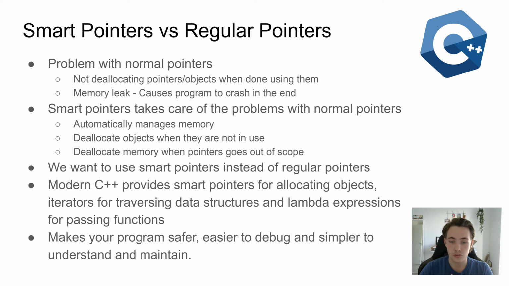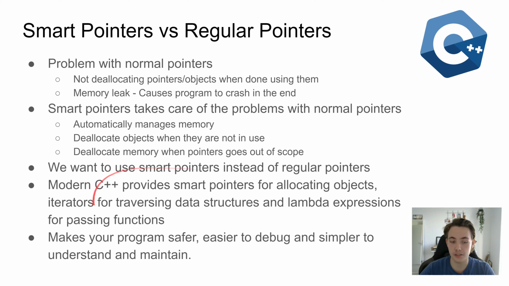So we want to use smart pointers instead of regular pointers in modern C++ programming. Modern C++ provides smart pointers for allocating objects and iterators for traversing data structures, and we can also have something called lambda expressions for passing functions.